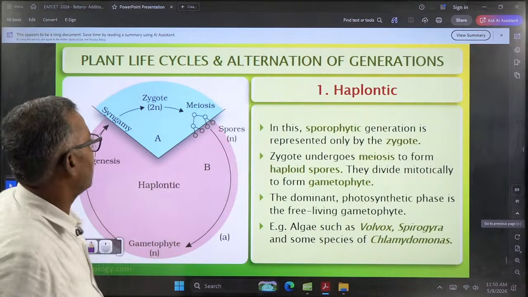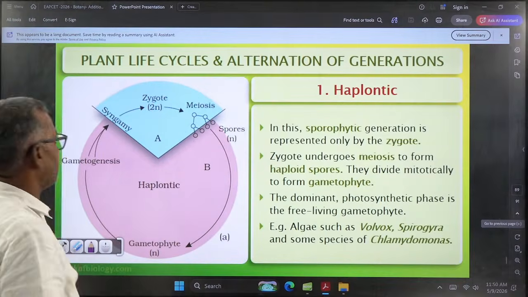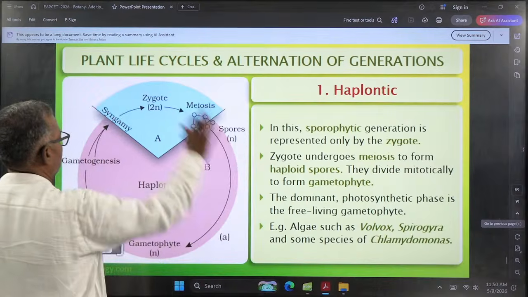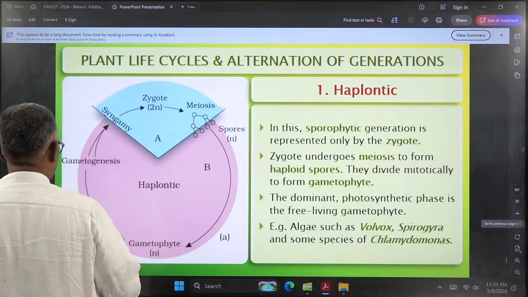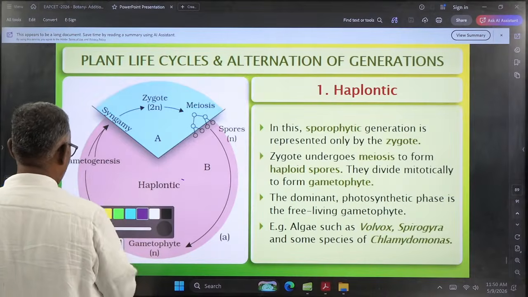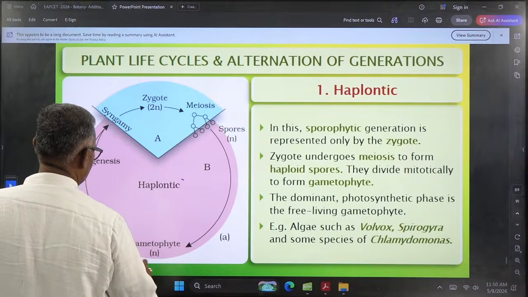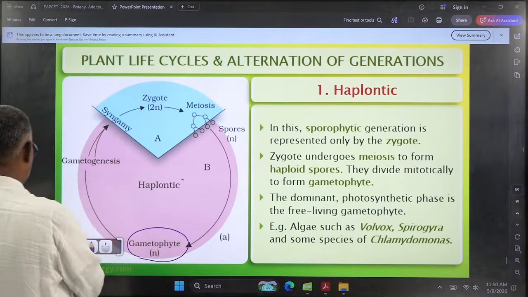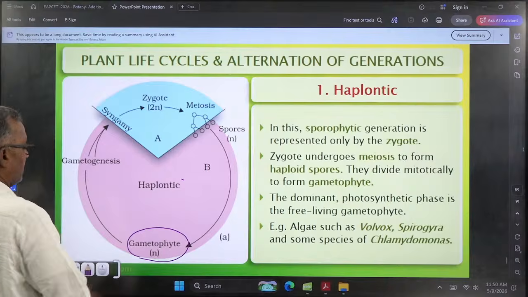So now look at here, haplontic life cycle, in the sense here, in the life cycle, the gametophyte is the dominant phase. Now the gametophyte is the dominant phase. Now this is the dominant gametophyte. Okay.